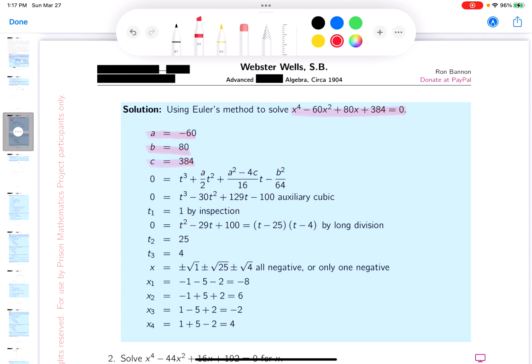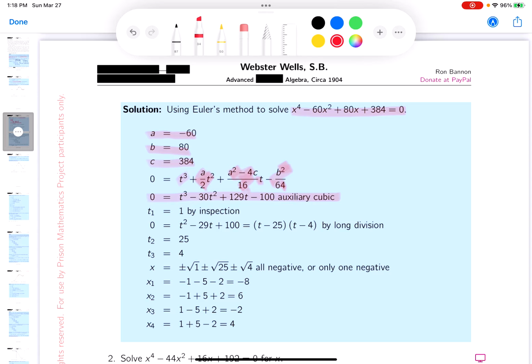And then I write down this cubic form, which is t cubed, plus A divided by 2, t squared, plus A squared minus 4c over 16, t, minus b squared over 64, and then you get this over here. Now, if you do that, again, to me, it's way more work than I originally did. To me, it is anyway. You get this over here.